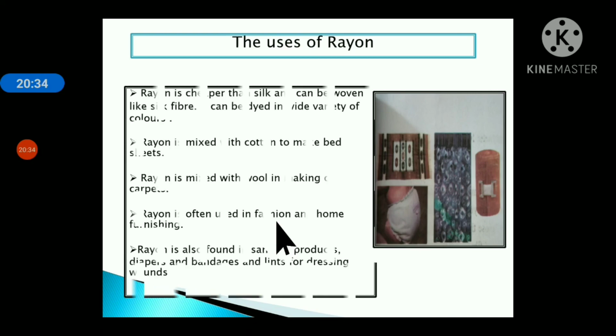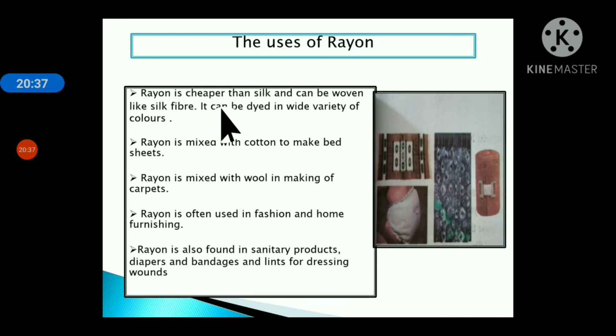These are all made with rayon. Rayon is cheaper than silk and can be woven like silk fiber. It can be dyed in a wide variety of colors. Rayon is mixed with cotton to make bed sheets, and mixed with wool to make carpets. Rayon is often used in fashion and home furnishing, and is also found in sanitary products like diapers, bandages, and lint for dressing wounds.